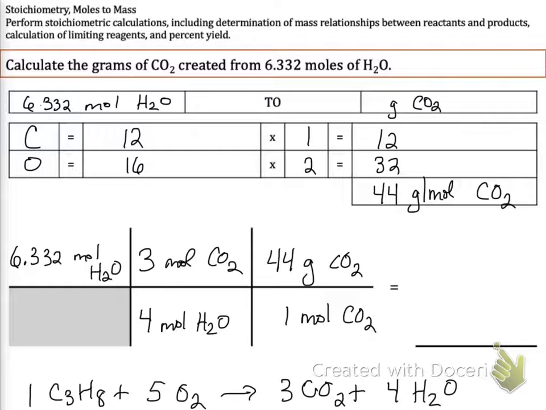To solve, we multiply across the top, 6.332 times 3 times 44, and then we divide by the bottom, divided by 4, and I get a final answer of 208.956, so I'll round to 209.0 grams of CO2.